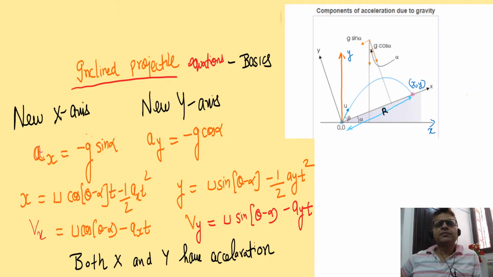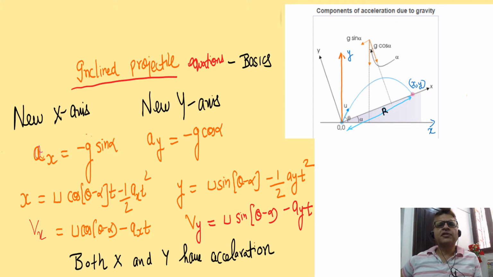Good morning and welcome to the second video on inclined plane projectile motion. Now we've established what the initial velocities are in the new coordinate system. The only change was some minor adjustment in the angle which the velocity makes with the horizontal x-axis, and we also made some adjustments in acceleration, and we established that now you have two accelerations. One is in the x-axis and the other is in the y-axis.